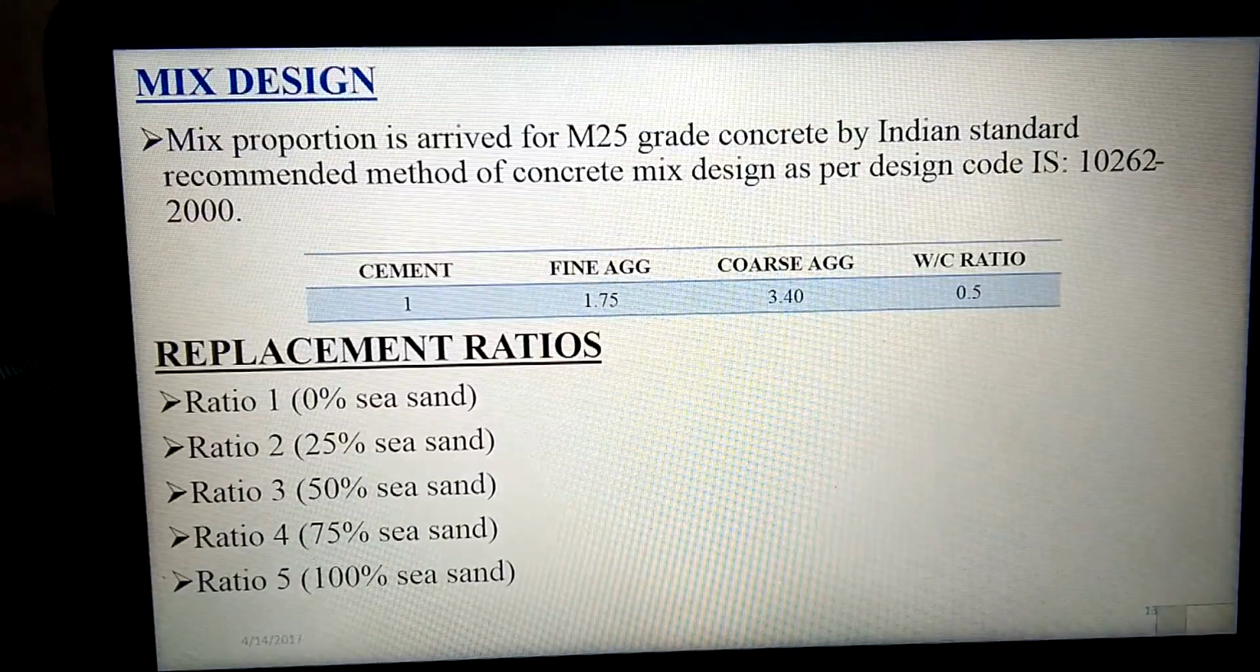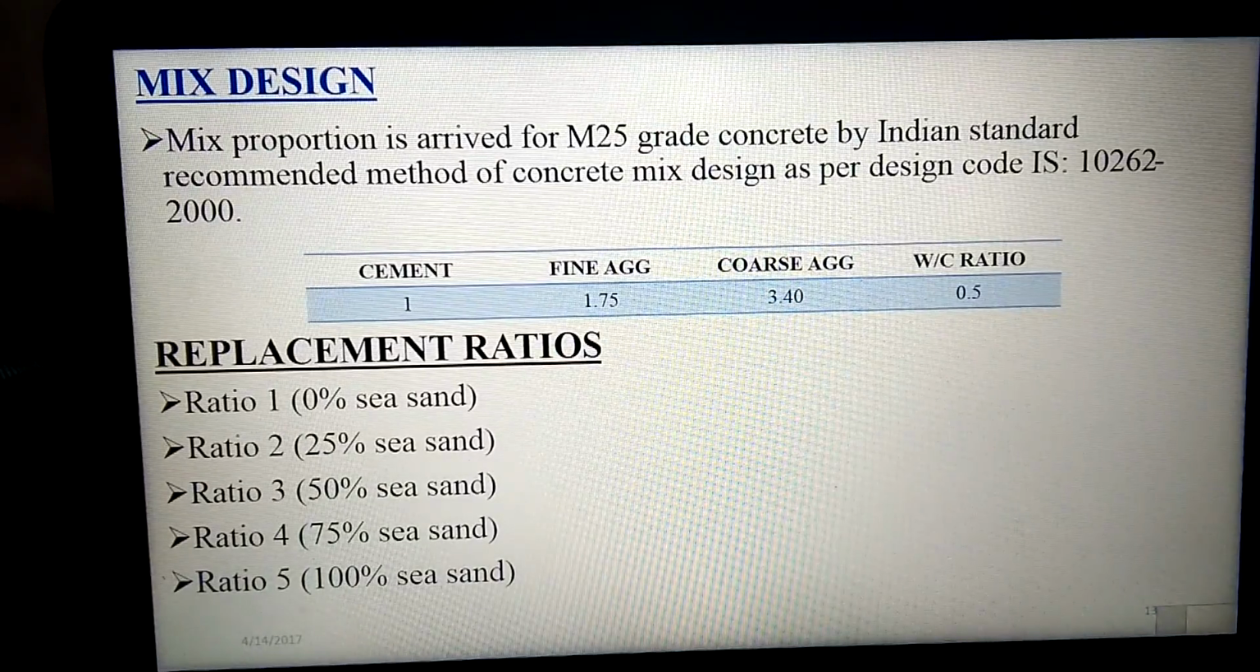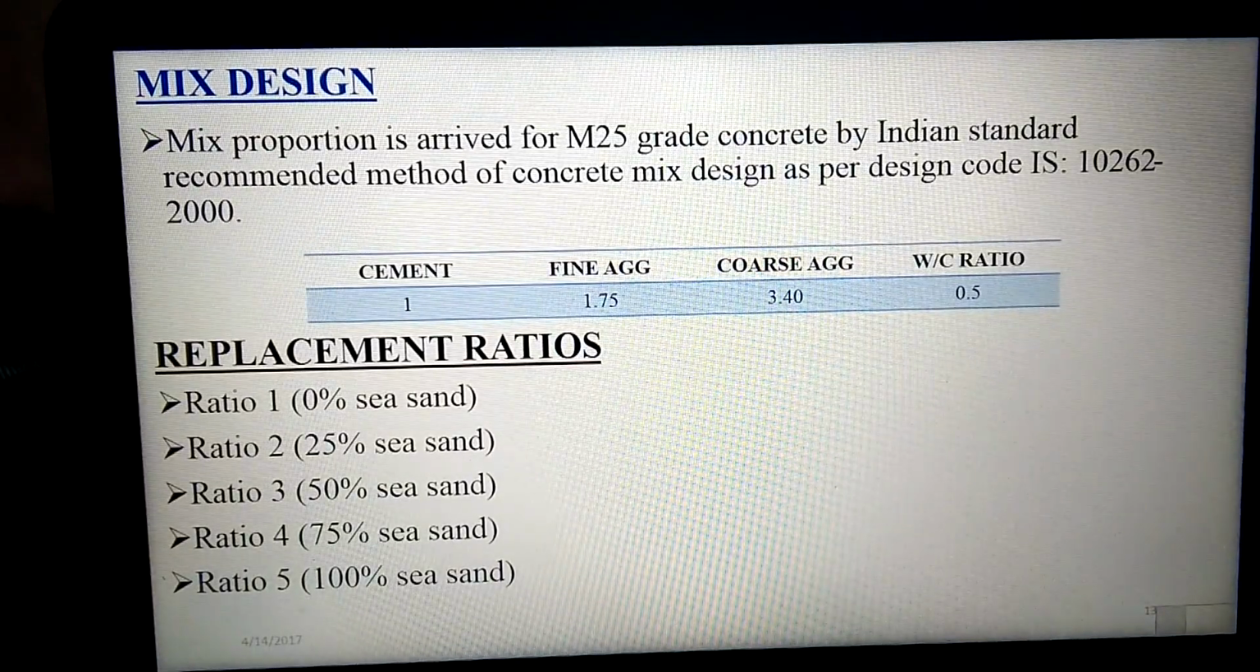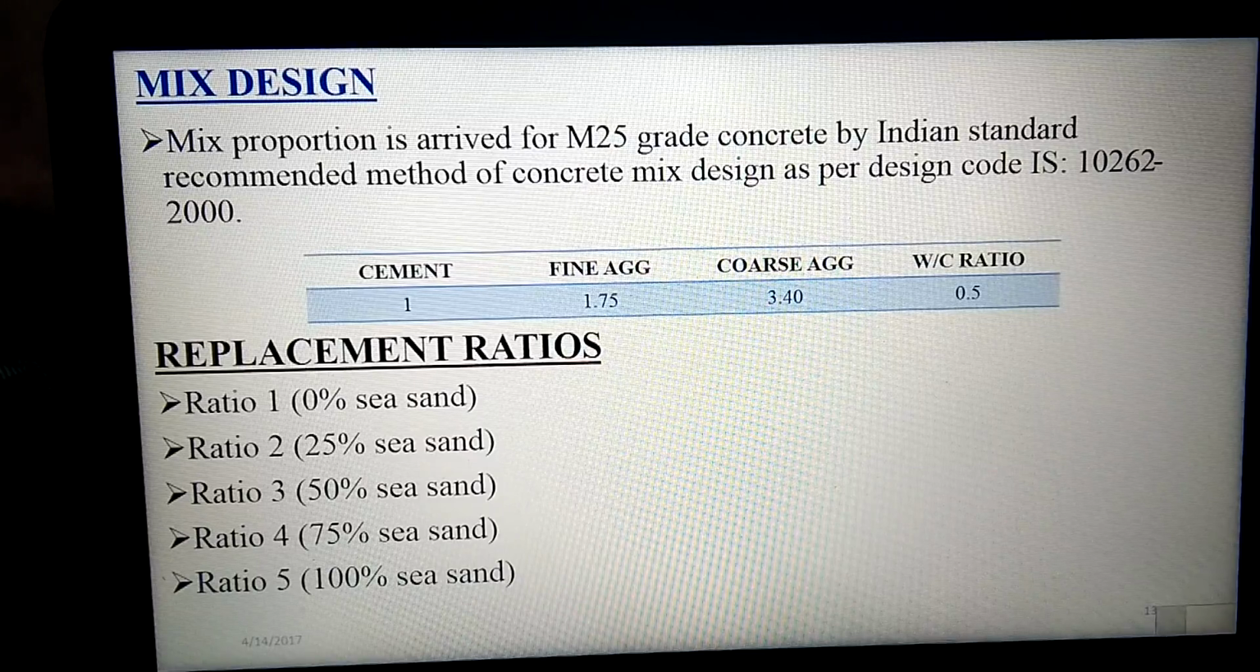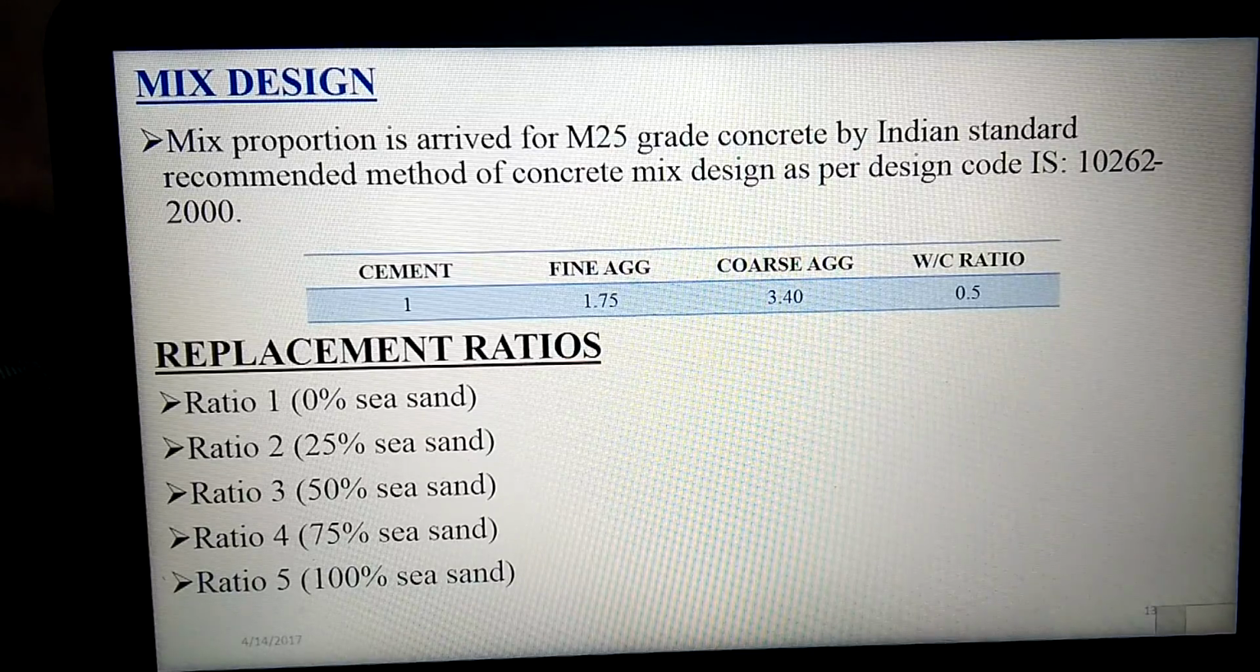Next slide. Mix design. We have designed the mix procedure for M25 grade concrete by using the Indian Standard IS 10262 2000 code book. This is our mix design. The cement 1 part, fine aggregate 1.75, coarse aggregate 3.40, and water cement ratio is 0.5. We have put the brief mix design in a hyperlink. We are opening the hyperlink.